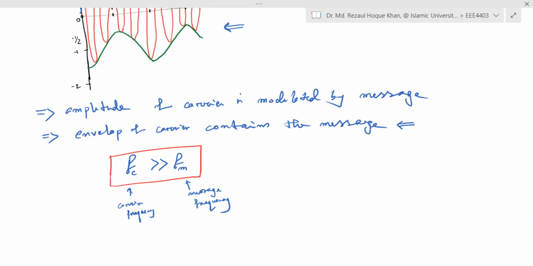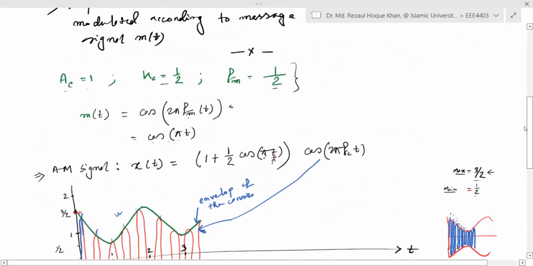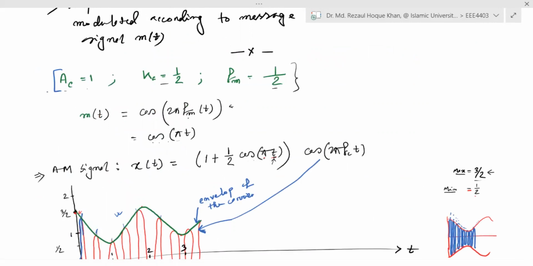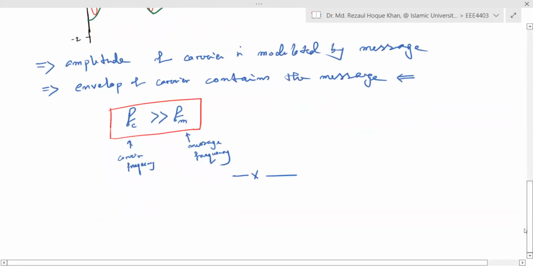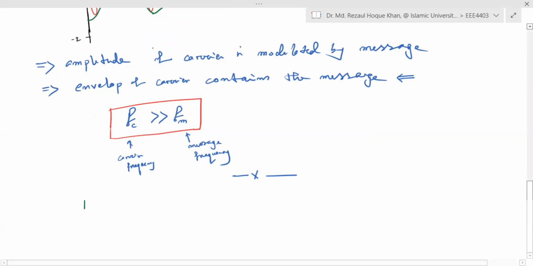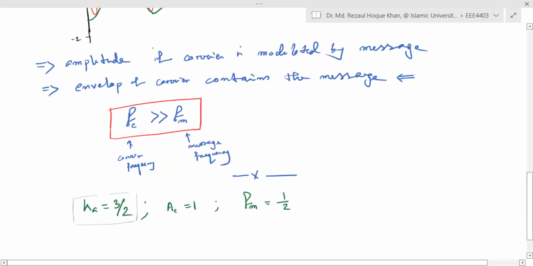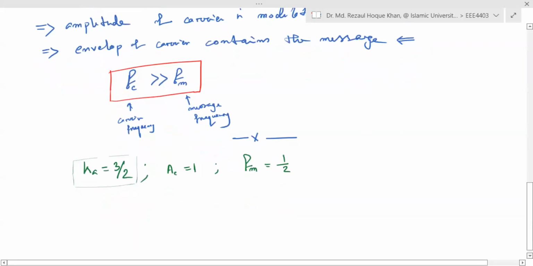Okay, so we will change our parameters now again. Previously we drew this picture for this assumption. What are the assumptions? Ac equal to 1, k equal to half, Fm equal to half. Now let's change it. See how changing a parameter affects our total assumption. Here we assume k equal to 3/2. We are increasing the sensitivity. What remains the same? Ac was 1 and Fm was half. Here only the sensitivity is changing. Previously it was 1/2, now we increase it to 3/2, that is 1.5.